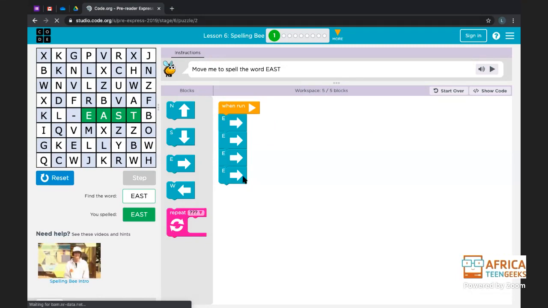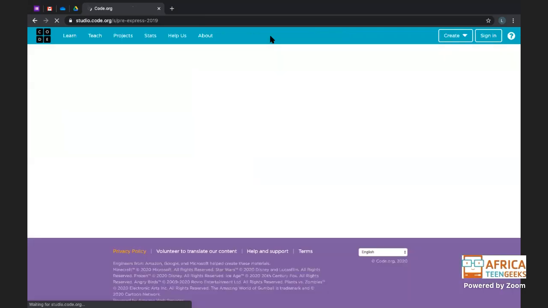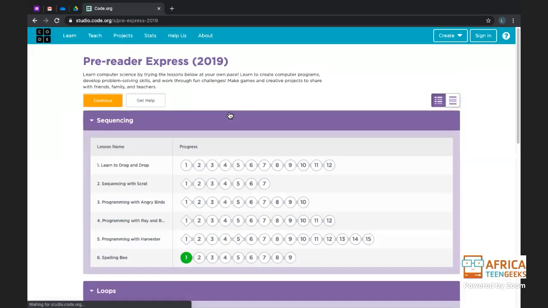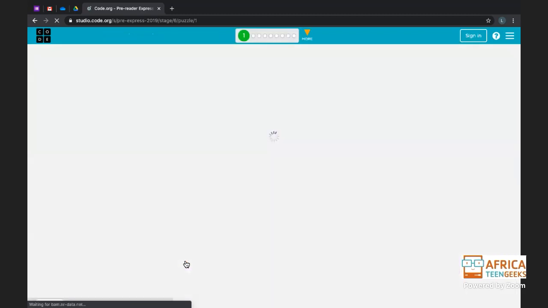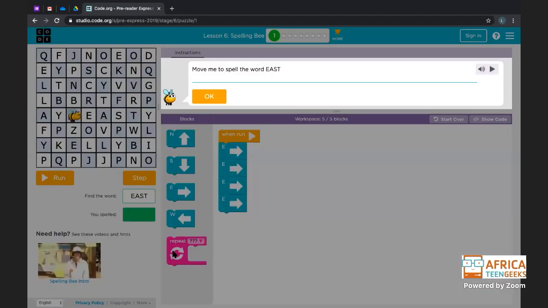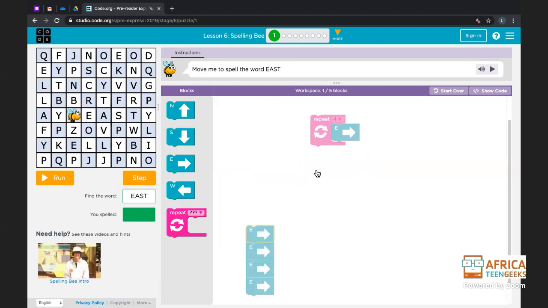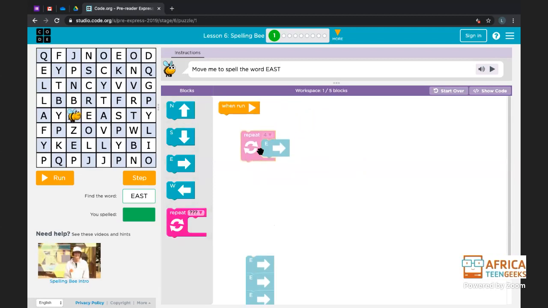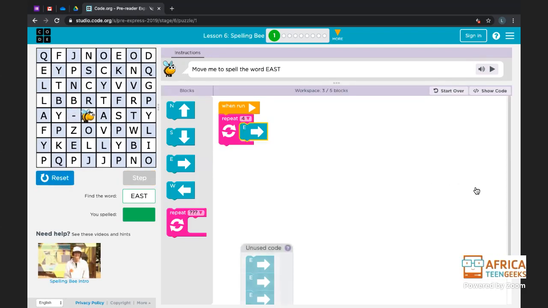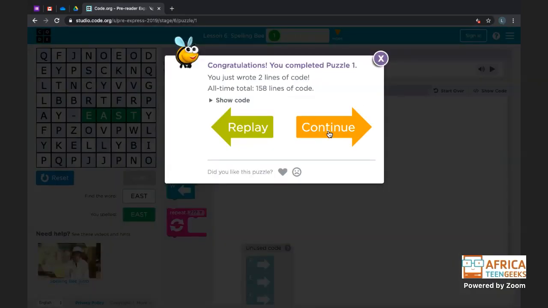We can also use the repeat button. Let's just go back one. We can also use the repeat button and say we want it to repeat 4 times, moving to the east. Let's see what happens if we put in the repeat button and 4 times. Let's say run. There we go, guys. Let's continue to our next puzzle.